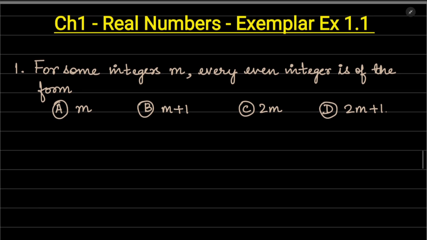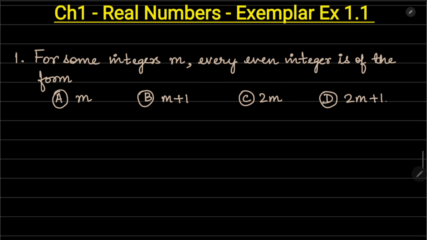The first question is: for some integer m, every even integer is of the form either m, m plus 1, 2m, or 2m plus 1. So let us begin with understanding what those even integers are. Even integers are 2, 4, 6, 8, 10 and so on.